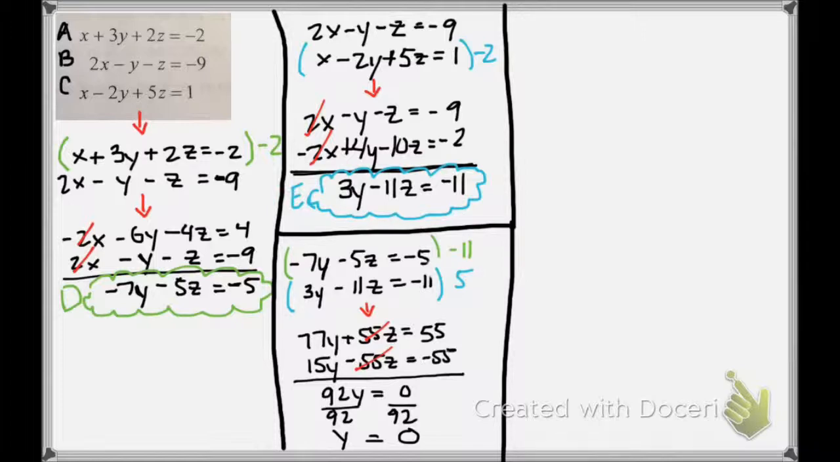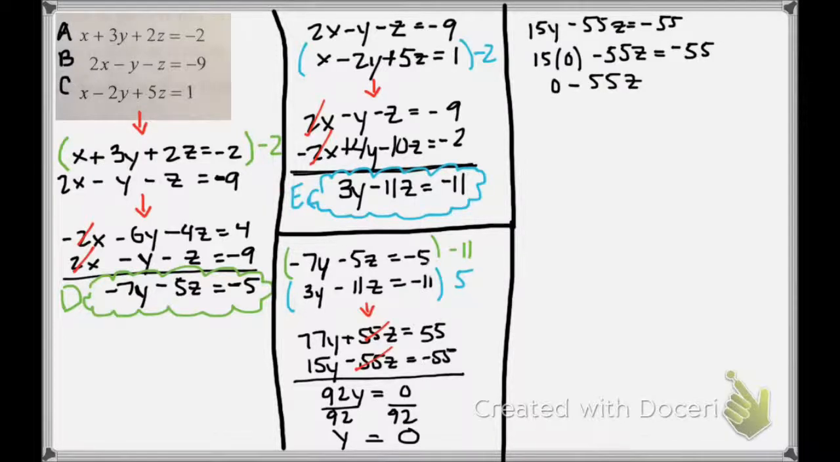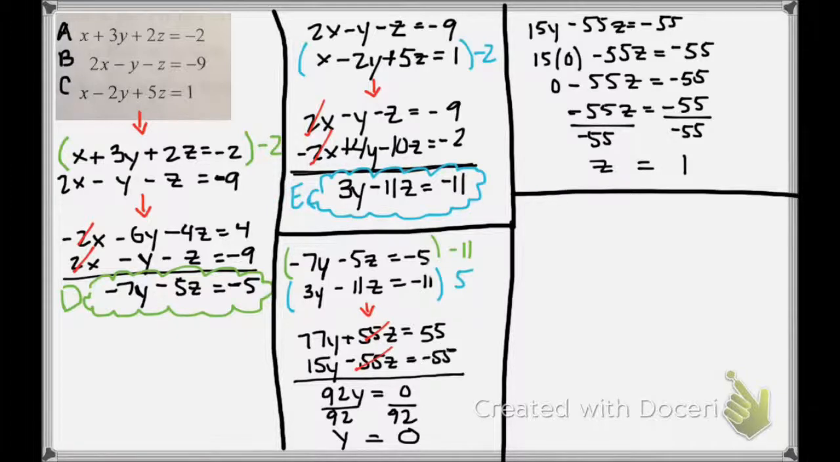Now we have y equals 0. We can plug that into either the new equations for D or E. I plugged it into 15y minus 55z equals -55. 15 multiplied by 0 becomes 0. To get z by itself, I must divide both sides by -55. And z equals 1.